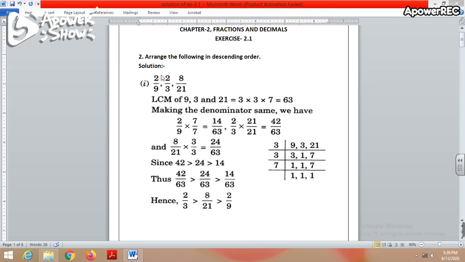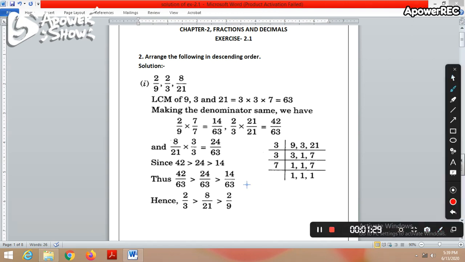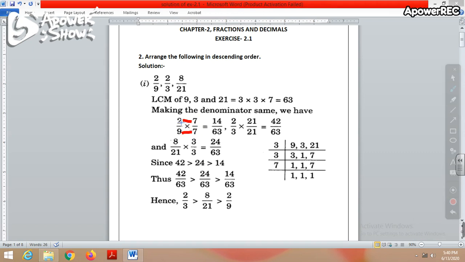Now we are going to find out equivalent fractions of 2 by 9, 2 by 3 and 8 by 21 having 63 as denominator. Now for finding out an equivalent fraction of 2 by 9 having 63 as denominator, we have to multiply the numerator and the denominator. So here we are multiplying the numerator and the denominator by 7. So after multiplying the numerator and denominator by 7, we get 2 × 7 is 14 and 9 × 7 is 63.